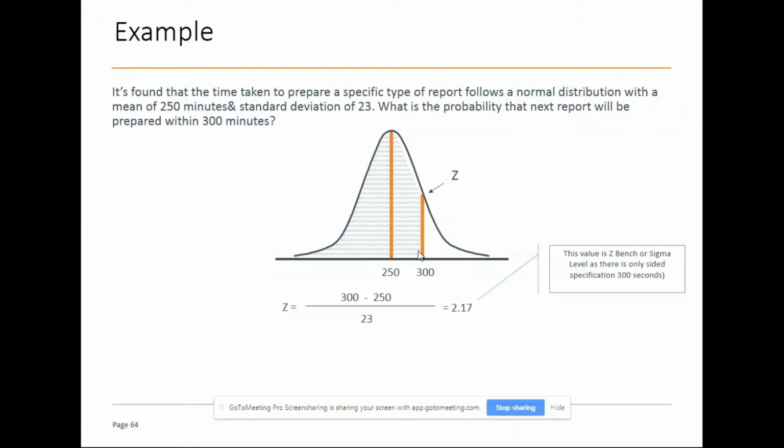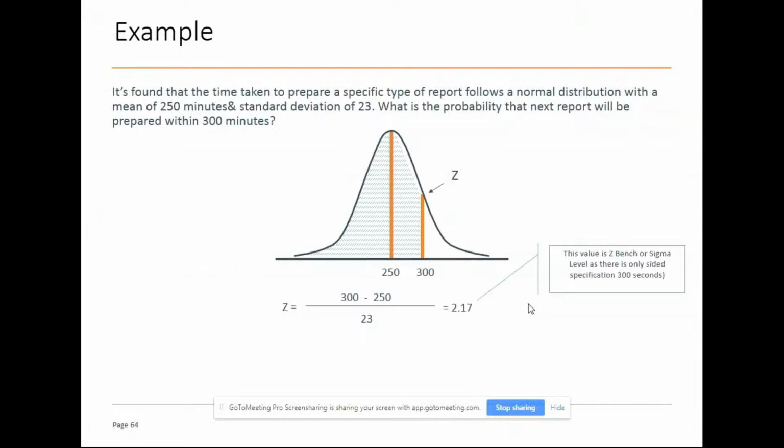Are you with me till now? Yeah, go ahead. I get that calculation, but is that the likelihood? No, that's not the answer yet. We will get the answer when we look up this particular value. This is telling us between 300 and 250, how many standard deviations can I fit in? 2.17. So now we know that we can fit in 2.17 standard deviations.